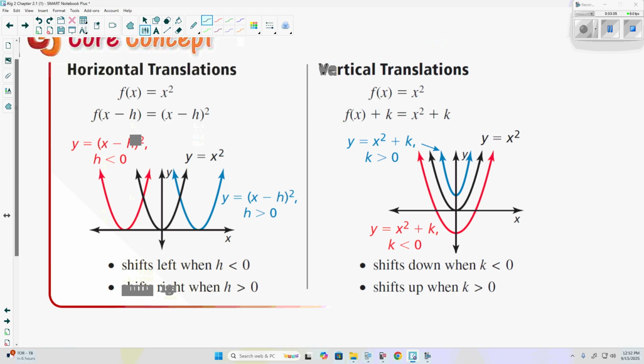Now the first two here are horizontal and vertical translation, our h and k. If the value of h is positive, it's going to shift it to the right. If the value of h is negative, it's going to shift it to the left. Horizontal is left, right. Vertical is up, down, our value of k. If k is positive, it's going to move it up. If k is negative, it's going to move it down.